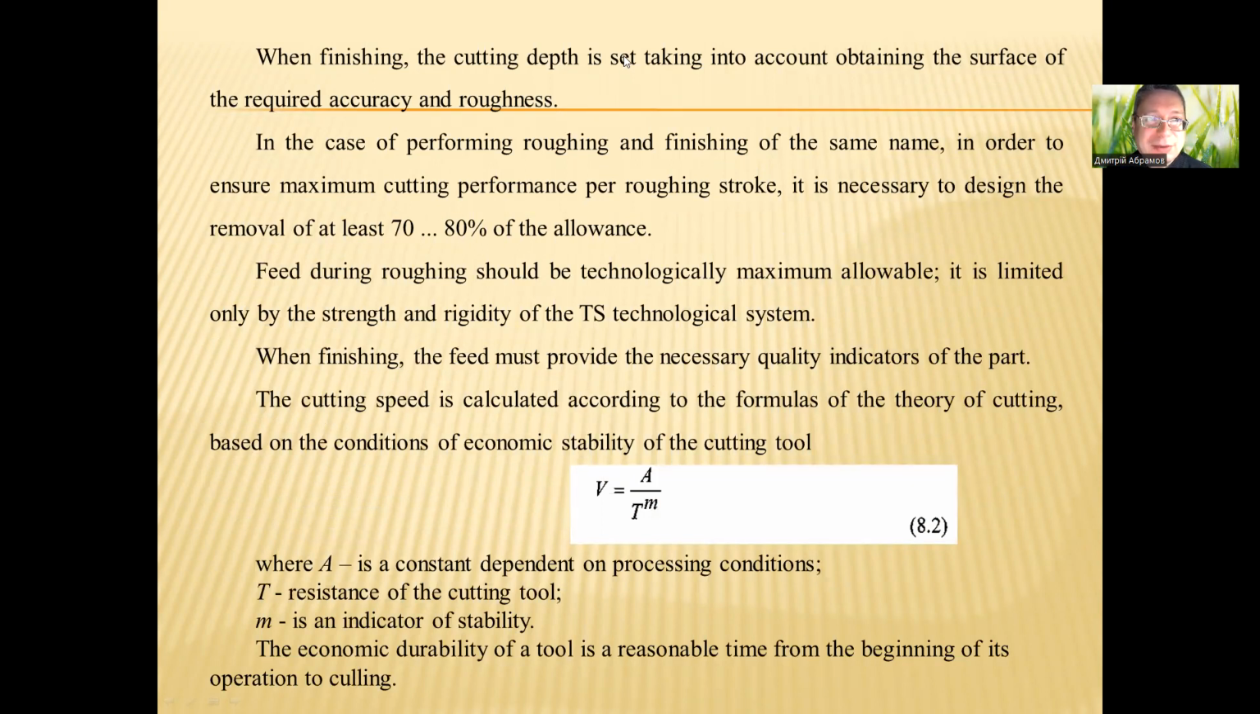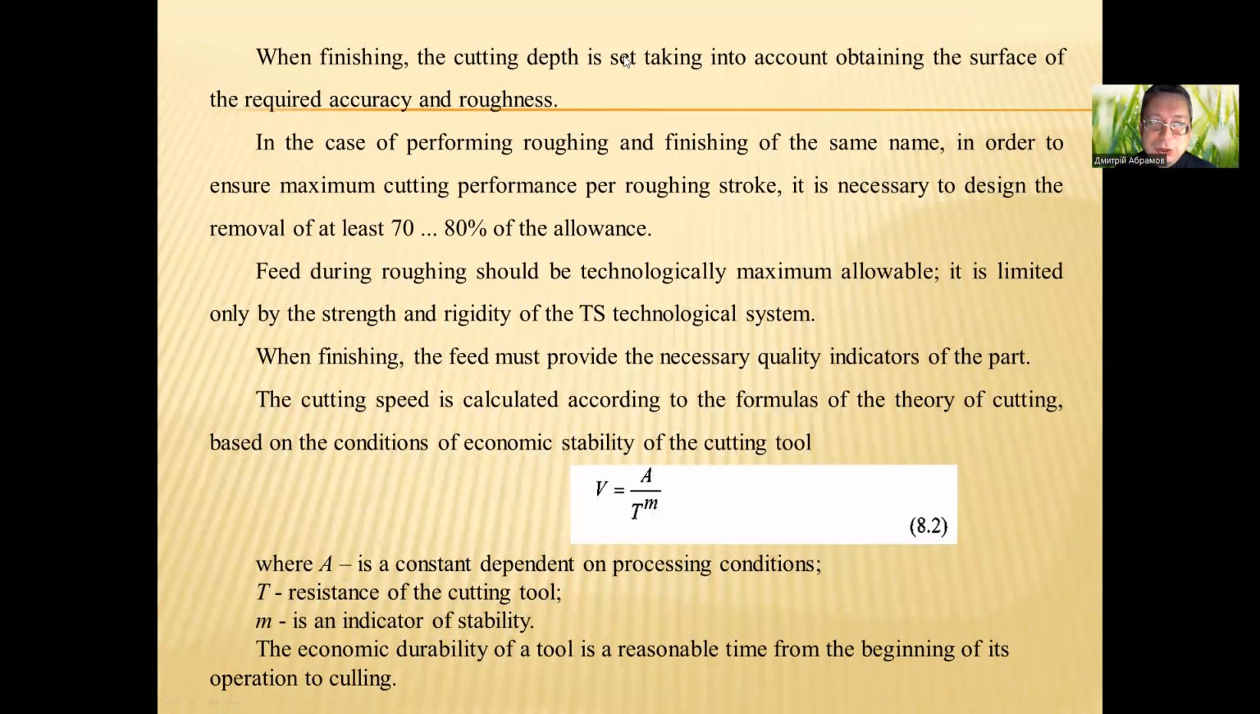When finishing, the cutting depth is set taking into account obtaining the surface of the required accuracy and roughness. In the case of performing roughing and finishing of the same name, in order to ensure maximum cutting performance per roughing stroke, it is necessary to design the removal of at least 70 to 80% of the allowance.